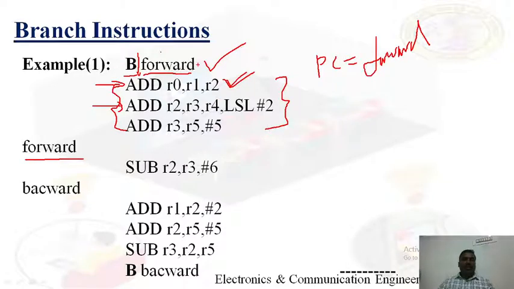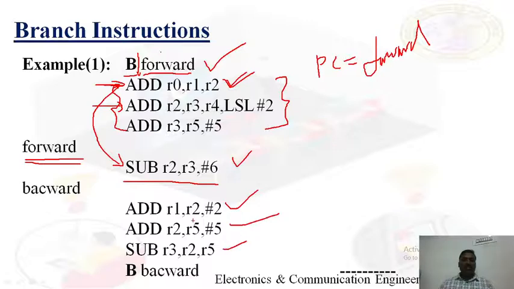But when B forward is used, the PC is shifted from this instruction to that instruction, because that is the address of forward. Then after this instruction you have these three instructions. So these 4 instructions are executed, because the program flow is changed within this program itself. The program flow changed to the sub instruction directly, which means it is used to skip these 3 instructions.